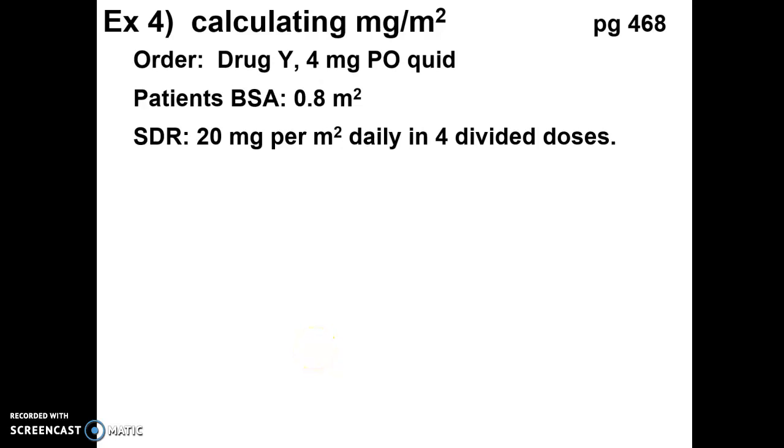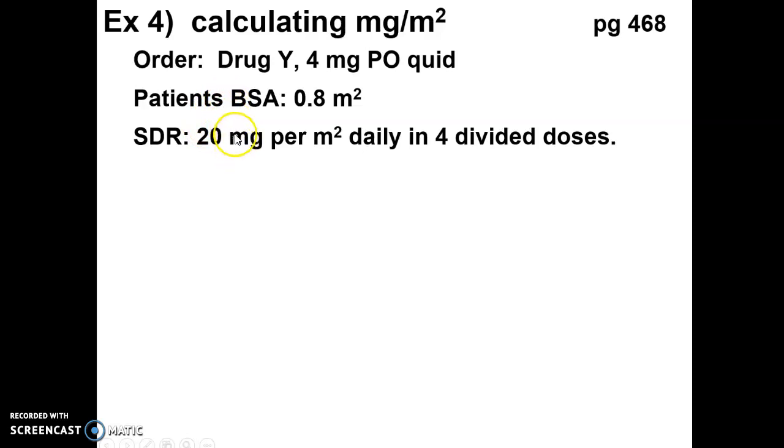Number 4 gives you an SDR that's figured per meter squared. So this one's not weight-based, but based on the patient's BSA. We have an order for drug Y to give 4 milligrams by mouth 4 times a day, and our patient's BSA is 0.8 meters squared.